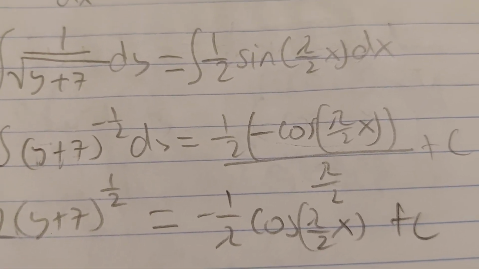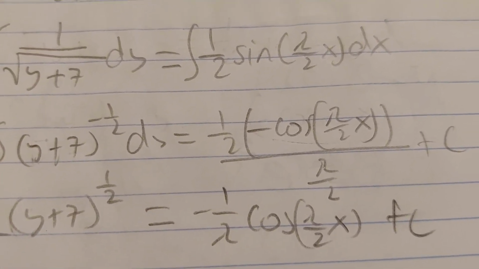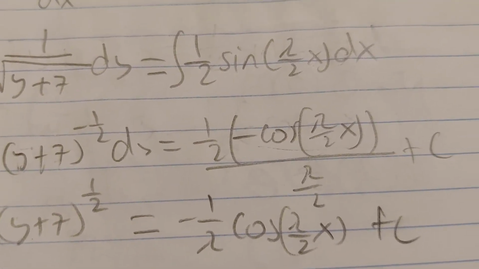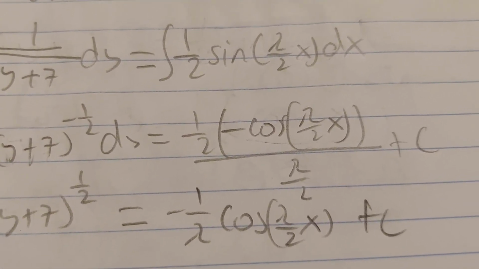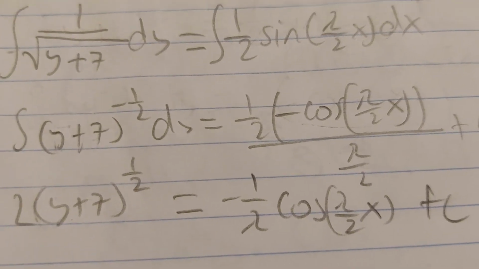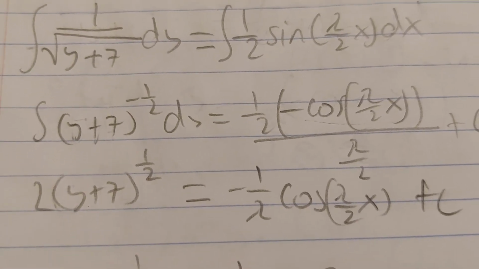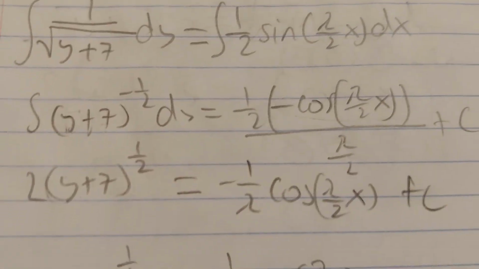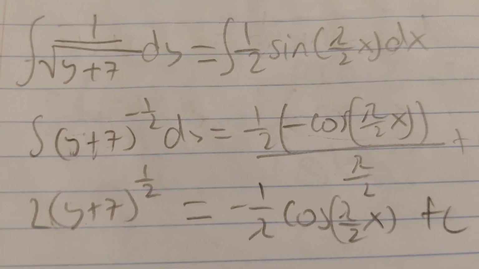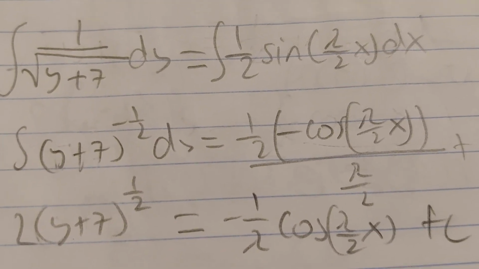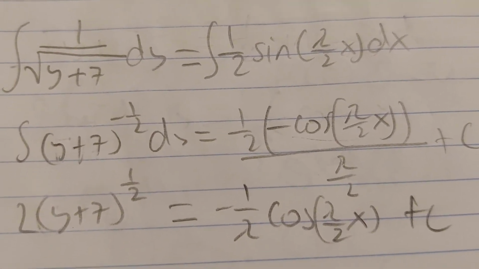Then again, we can simplify the right side to make it cleaner. The 1/2 and pi over 2 cancel out, and with the negative sign that gives us negative 1 over pi cosine pi over 2x plus c. So from this equation, we have the initial condition, which is f of 1 is equal to 2. If we plug in the x and y values that they give us, we can find the constant c.